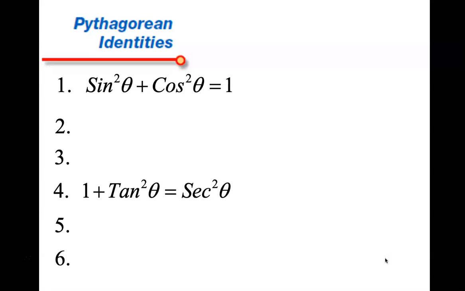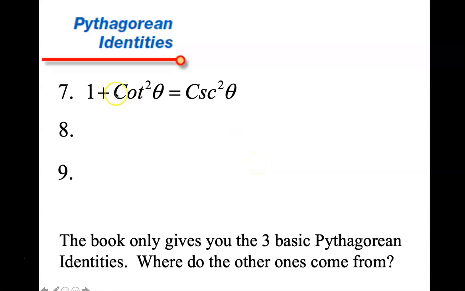The last type are the ones that are probably going to do you about the most good. They're called the Pythagorean identities. Why? Remember, the Pythagorean theorem is a squared plus b squared is c squared. So here I have something squared plus something squared equals 1, which is basically 1 squared. Most textbooks are only going to give you the one I have in number 1: sine squared plus cosine squared is 1. Then 1 plus tangent squared is secant squared. And 1 plus cotangent squared is cosecant squared.